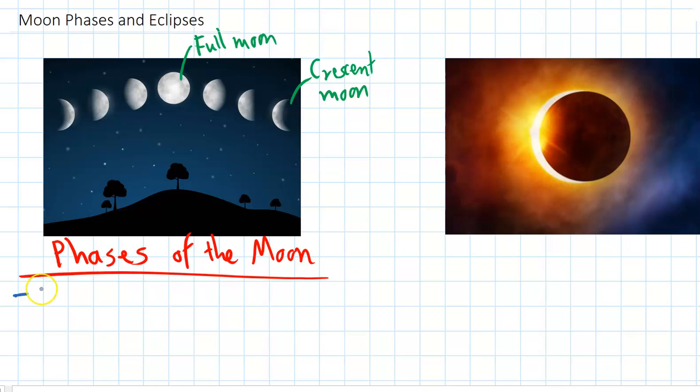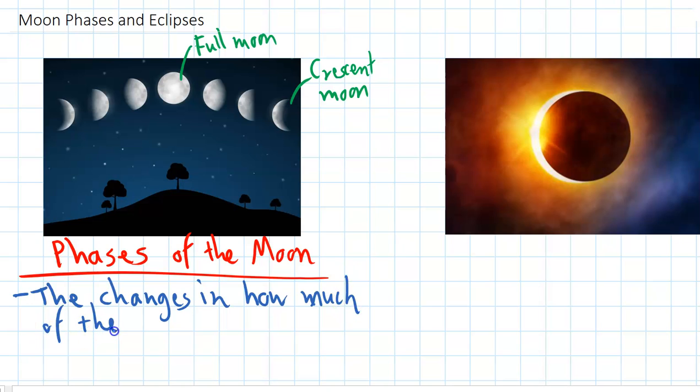So a good way to define it is it's the changes in how much of the moon is visible to us each day or night. How much of the moon is visible.